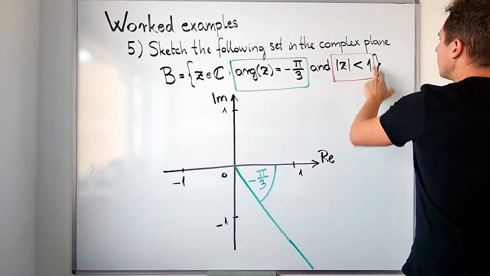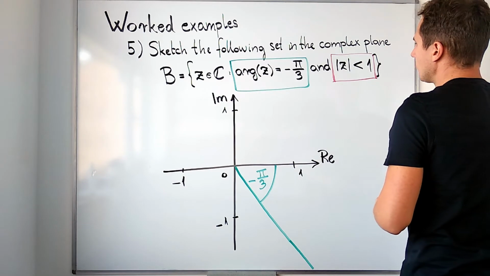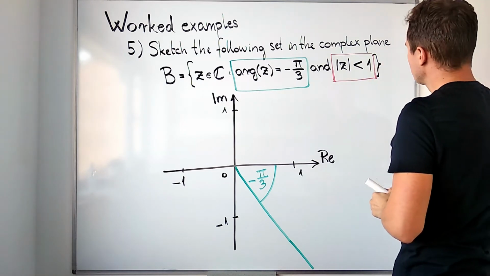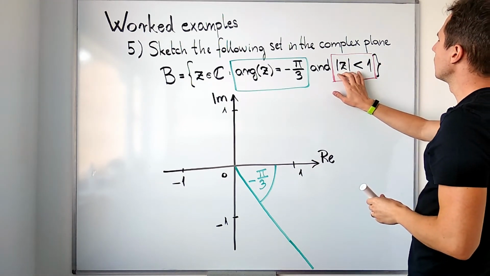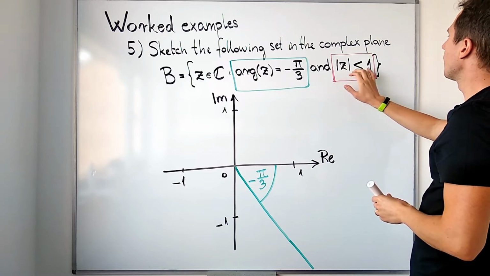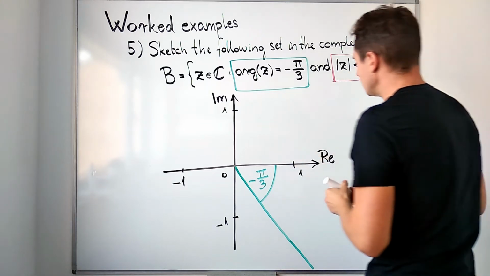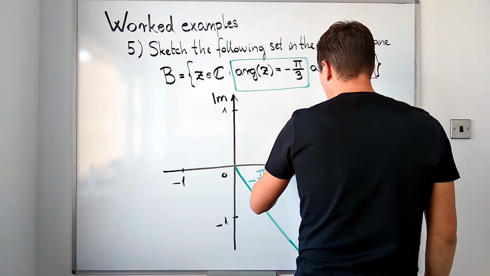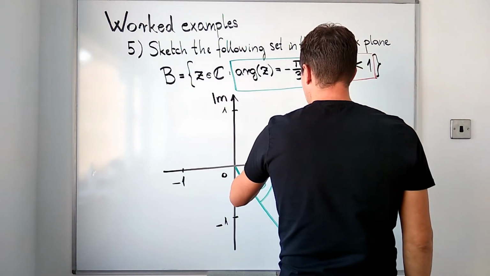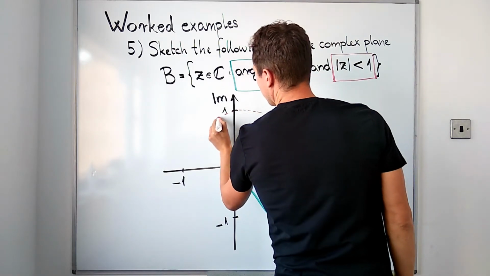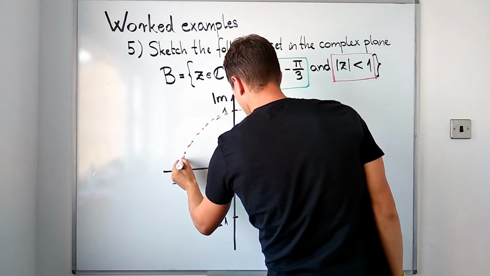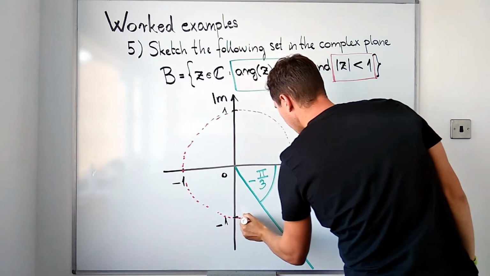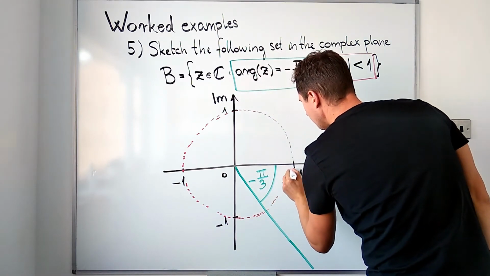Now, what are the numbers that satisfy the second relation? Well, we just have to look at their moduli being less than 1. Well, what are these numbers? The numbers that have modulus equal to 1 lie on a circle of radius 1. My drawing is not going to be perfect, but I hope you get the idea.